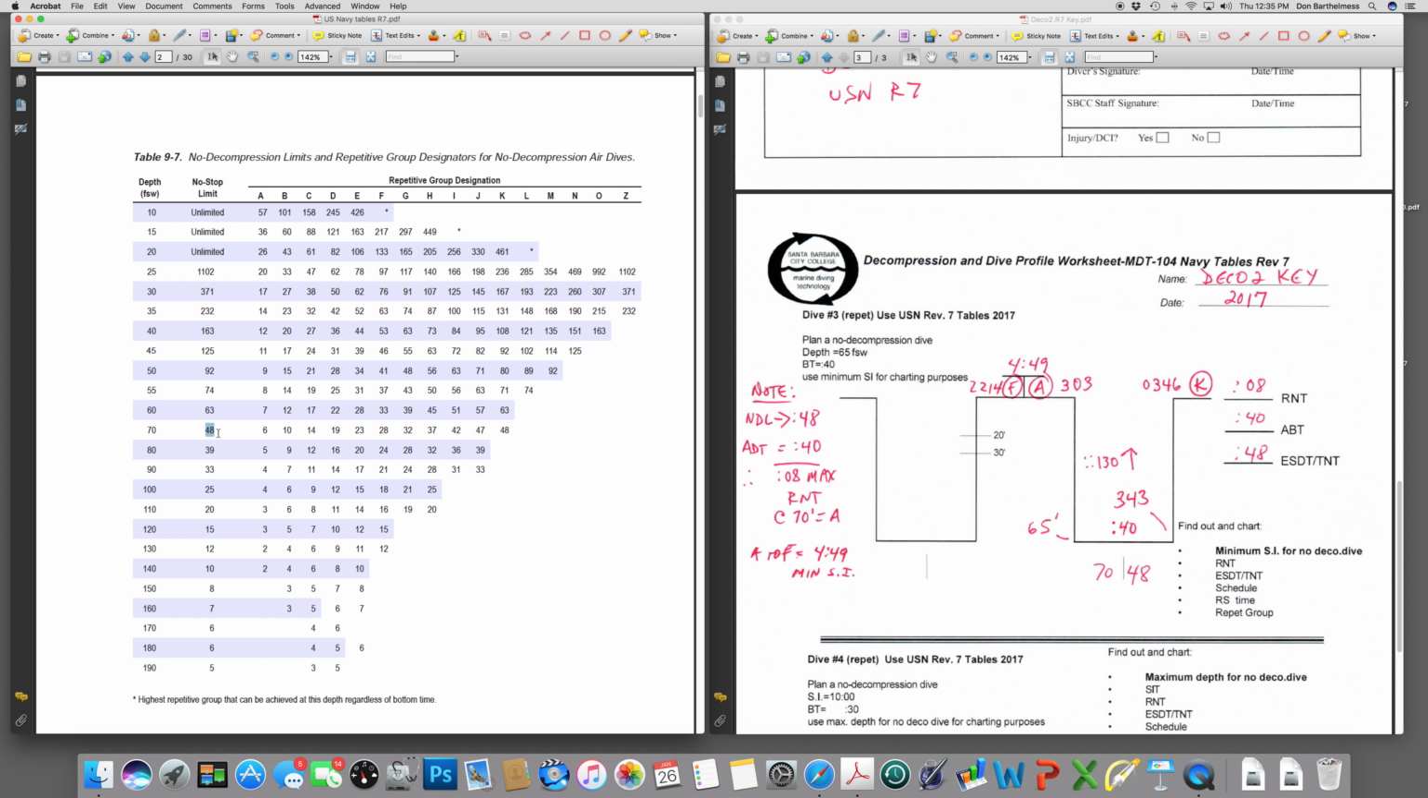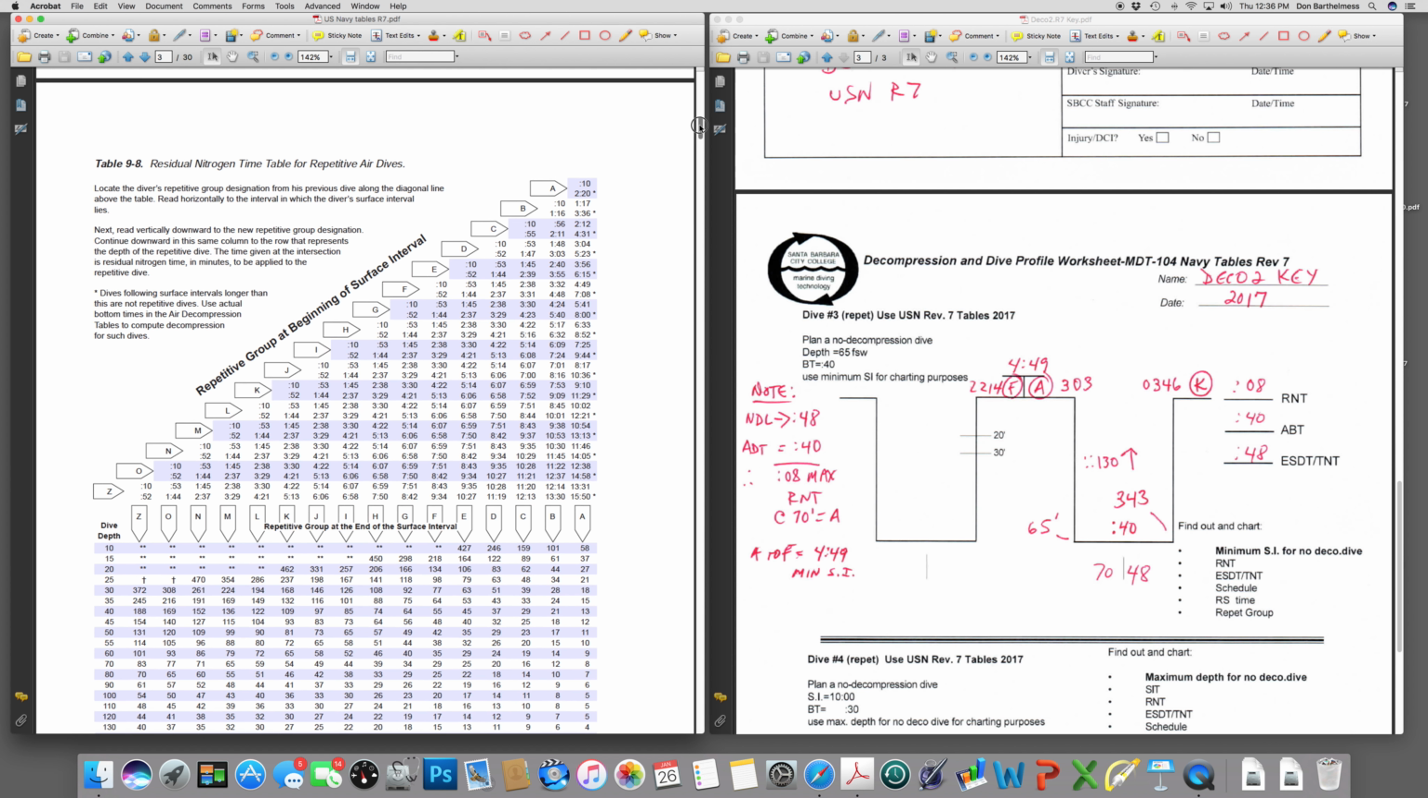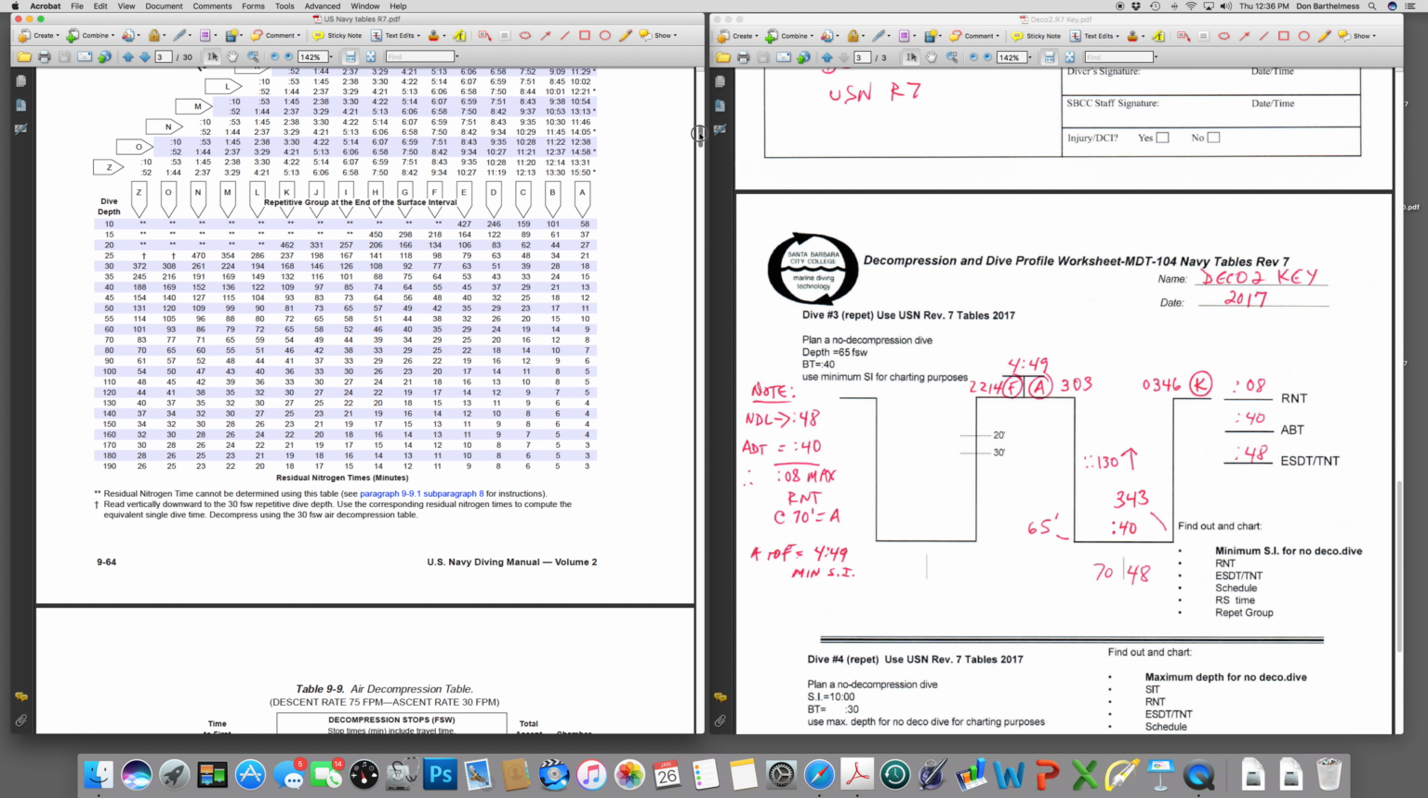The no decompression time limit, or total nitrogen or equivalent single dive limit, is 48 minutes. That's the total of the residual plus the actual. We know we have residual. If our limit is 48, and you have to be in the water for 40 minutes, that only leaves you a maximum of 8 minutes residual nitrogen time on the 70-foot column. So we have to wait until we see 8 minutes or less residual nitrogen in the 70-foot depth category on our residual nitrogen timetable. Let's take a look.